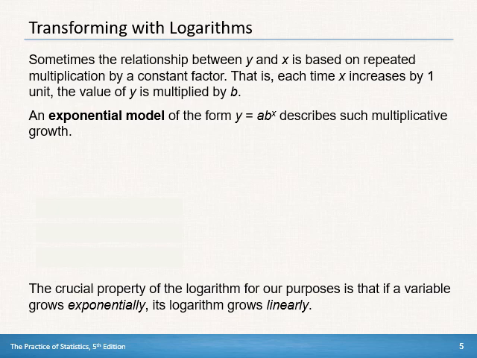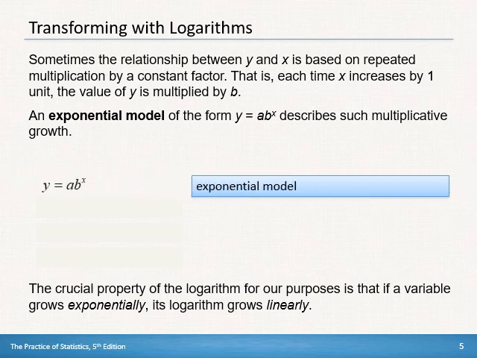Sometimes when we are thinking about a relationship between x and y, the y value is found by repeatedly multiplying by the same constant factor. And so that is what an exponential is. In this case, if we look at the equation here, b is being raised to various powers, right? So if x is 1, then it's just b. If x is 2, then it's b times b, right? So you're repeatedly multiplying by b in this case.